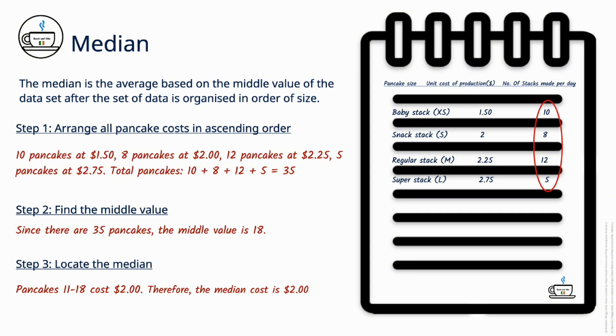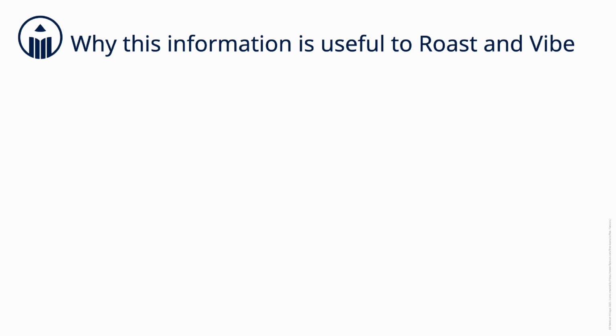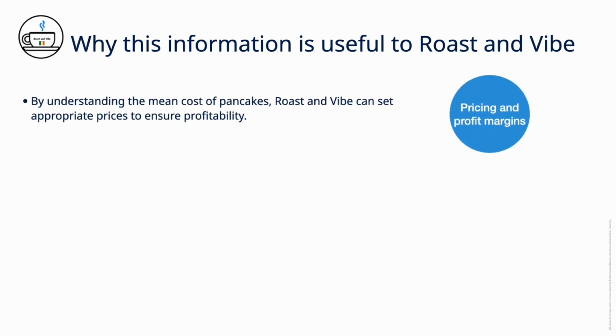Once again, you might wonder why this information is useful to Roast and Vibe. The mean helps Roast and Vibe see their average cost per pancake size, helping them assess whether their costing structure is efficient or if any particular pancake size is driving up costs. This can help set more informed pricing to maximise profitability.